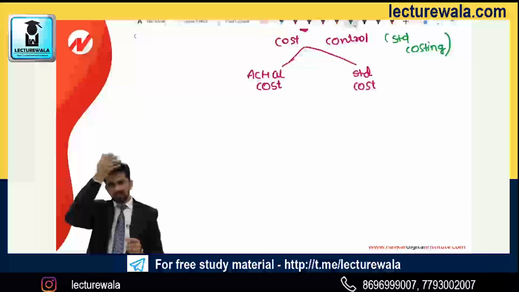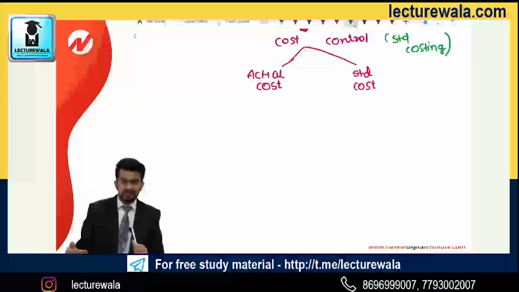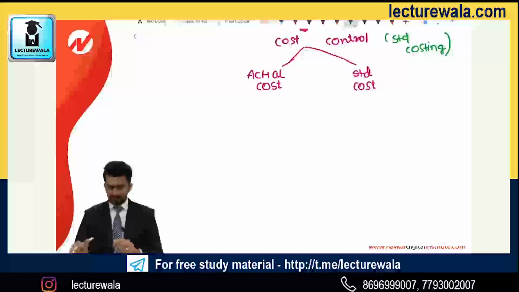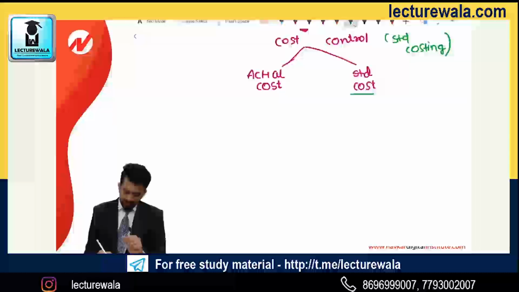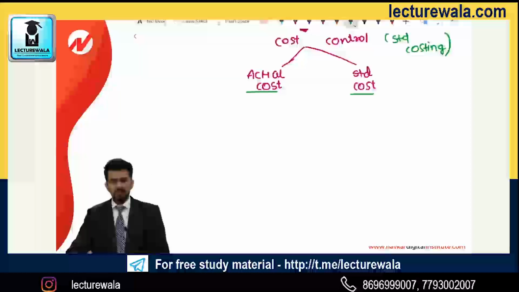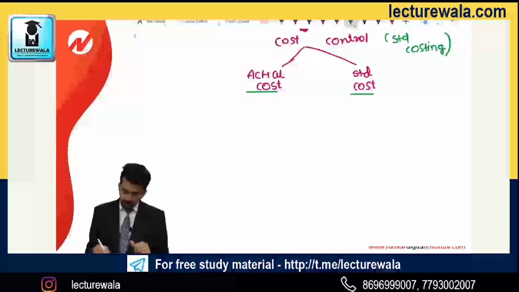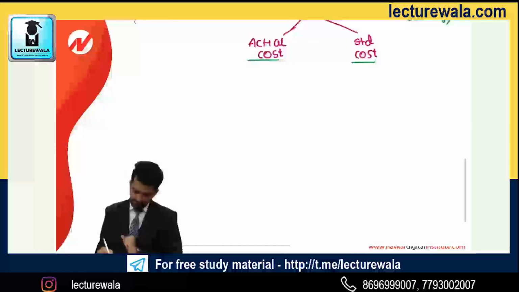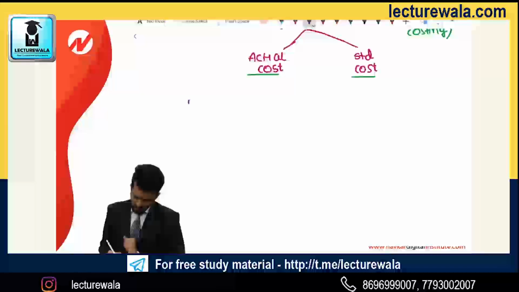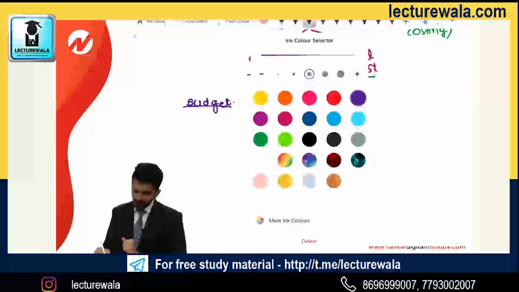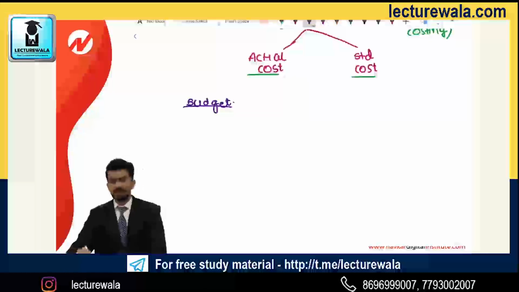For standard costing to be followed successfully, there are two things. One, there must be actual cost and there must be standard cost. These two things must be there when we want to follow standard costing. One, there must be a standard, and one, there must be actual cost, and then you should be able to compare it. Without standard, that is without budget, standard costing is of no use, it cannot be calculated.